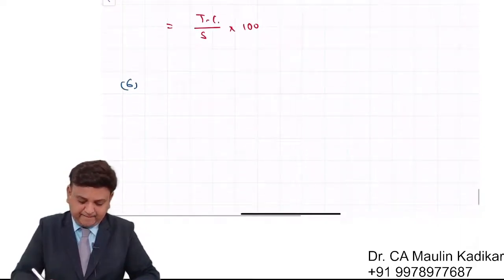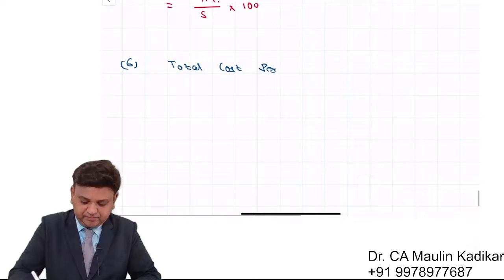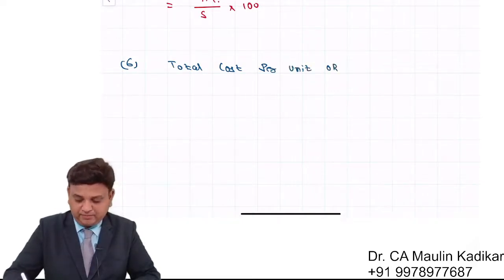Sixth, total cost per unit or average cost per unit.